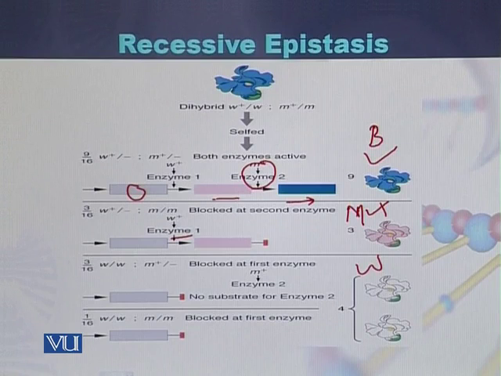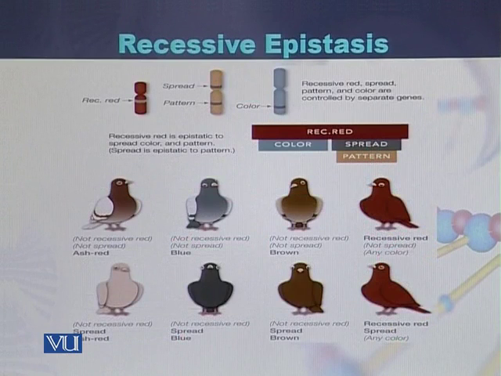So we can see all the three colors. If enzyme 1 and enzyme 2 are functional, the color of the flowers will be blue. If enzyme 1 is functional but enzyme 2 is not functional, then it will be pink in color. While if both enzymes are not functional, the color of the flowers will be white. Here is the second example of recessive epistasis.